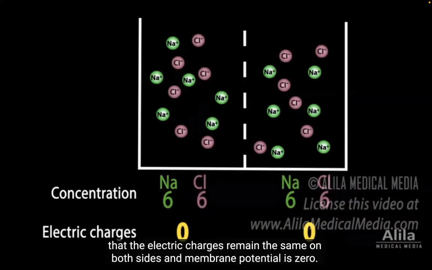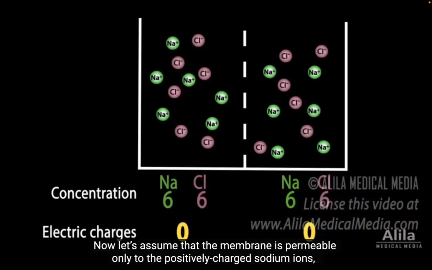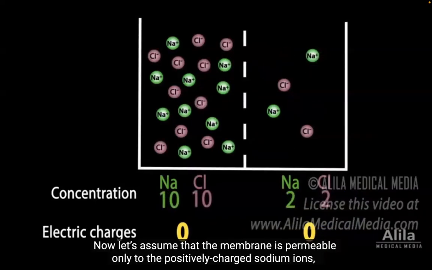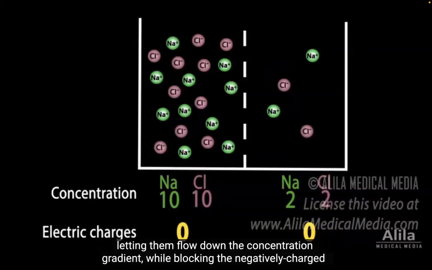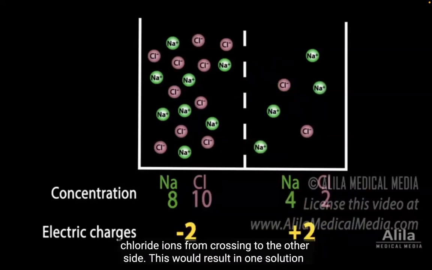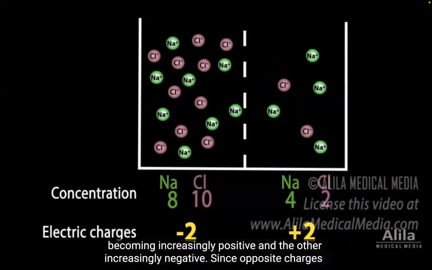Note that the electric charges remain the same on both sides and membrane potential is 0. Now let's assume that the membrane is permeable only to the positively charged sodium ions, letting them flow down the concentration gradient while blocking the negatively charged chloride ions from crossing to the other side. This would result in one solution becoming increasingly positive and the other increasingly negative.